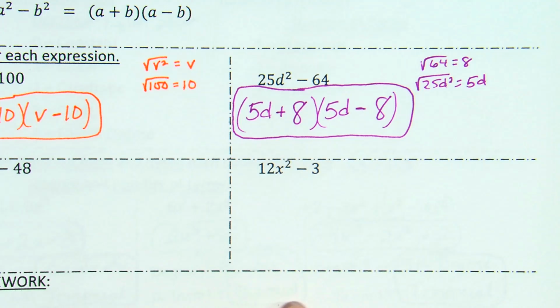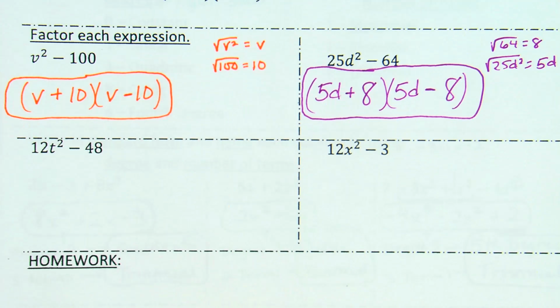Okay, 2 more examples. 12t squared minus 48. Can you do the square root of 48? Can you do the square root of 12? No. Okay, so let's back up.